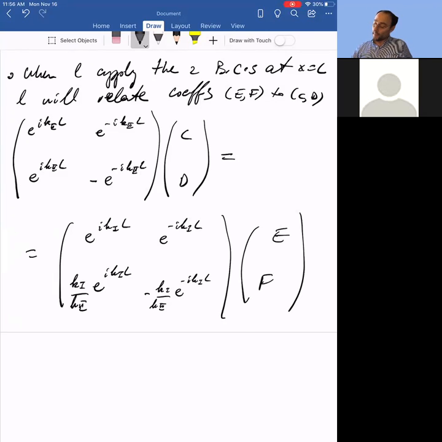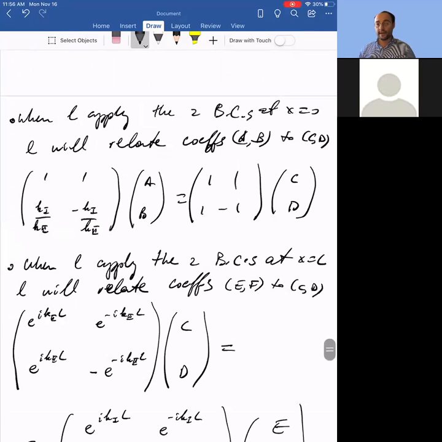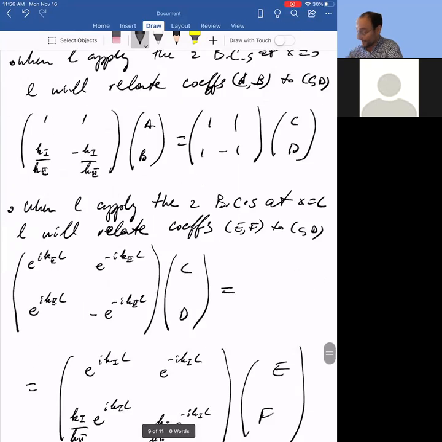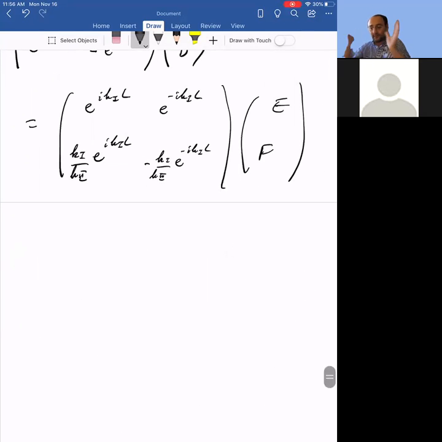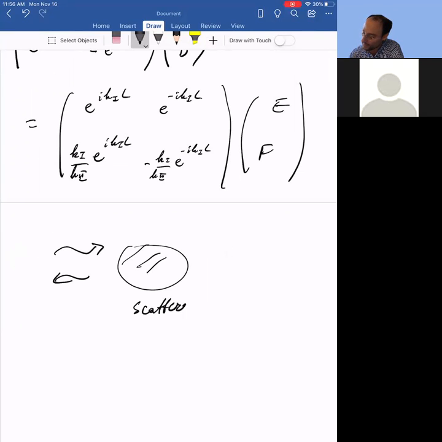So what I'm going to do is combine these two equations to eliminate C and D. And again, physically it means this. You have an incoming wave and an outgoing wave. It scatters from whatever it's scattering from. This is a scatterer. And then you get a pair of results here: A, B, C, D, and E, F.